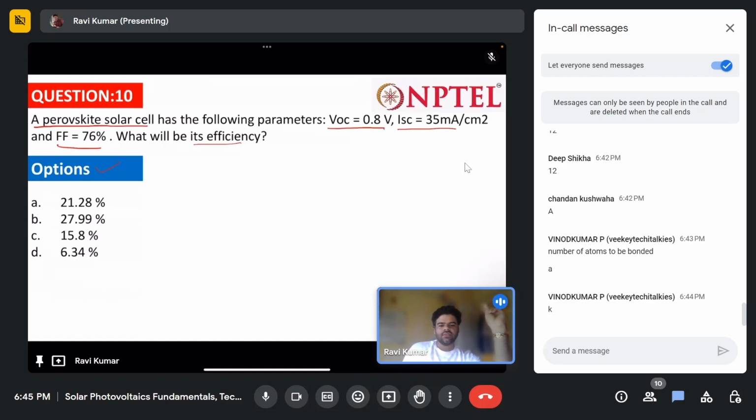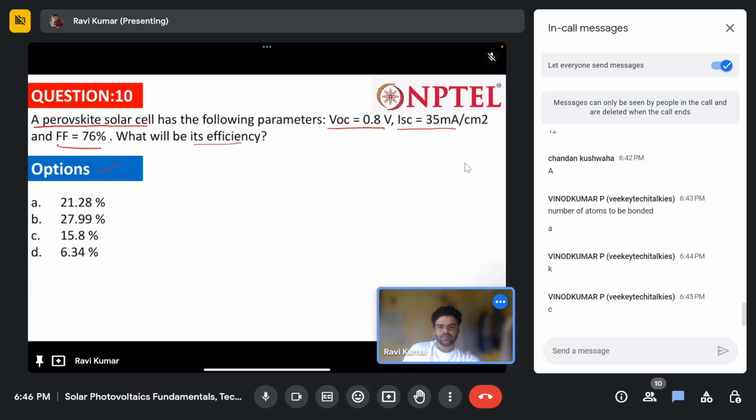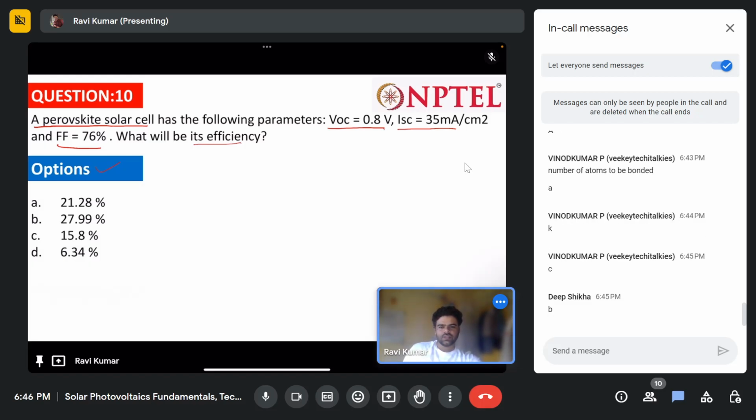You don't need any formula particular for this question. The knowledge you acquired in the last classes will be used here, even from the third or fourth classes. We know what's saying C, Deepshikha saying B.